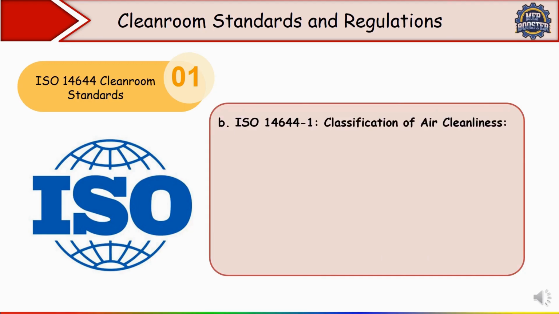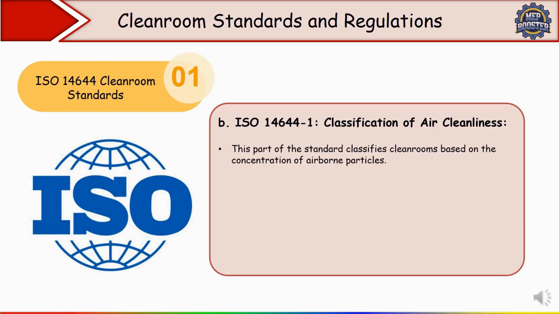Next, let's see ISO 14644-1. It is the standard for the classification of air cleanliness. This part of the standard classifies clean rooms based on the concentration of airborne particles. The classification ranges from ISO class 1 to ISO class 9. I have already discussed each class in detail in the previous lecture.